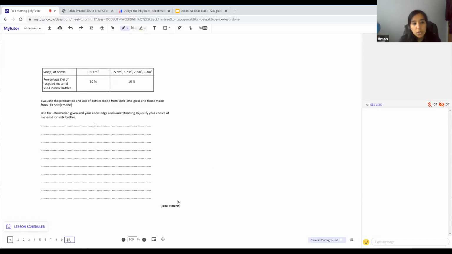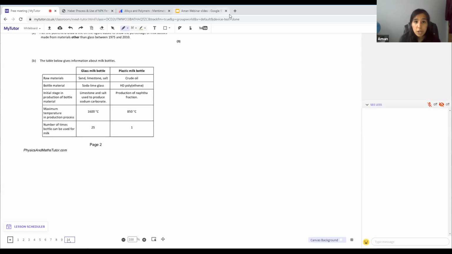This question is asking us to evaluate the production and use of bottles made from soda lime glass and those made from polyethylene, so the plastic. You want to justify your choice of material. So what are the advantages and disadvantages of using glass versus polymer? Let's have a think and look at this table and also what we know.